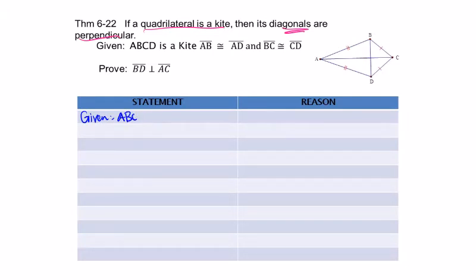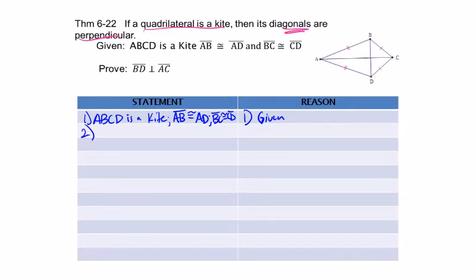Oops, let me see. I don't know why I put given on that side there. So ABCD is a kite, and that's given. And then it gives us the two congruent sides. It says AB is congruent to segment AD, and BC is congruent to segment CD. All right, so we have that already depicted here. So we want to prove that BD is perpendicular to AC.